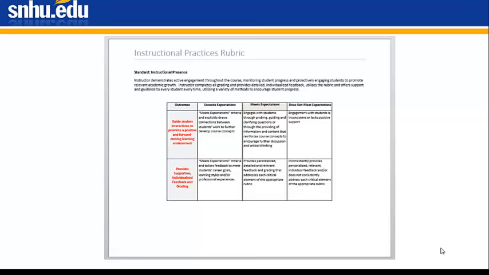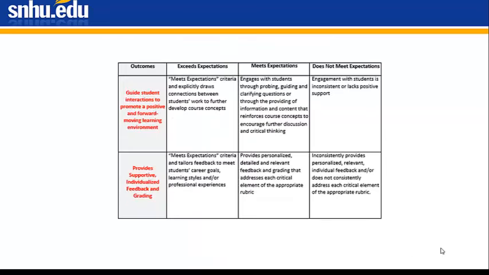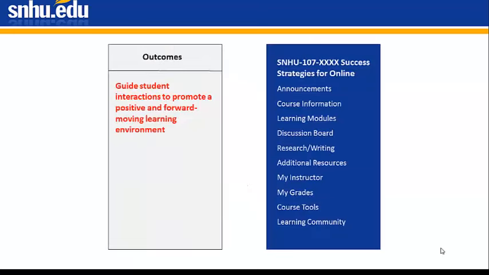Once we have an understanding of the key principles of instructional presence, we can now look at the two outcomes of this standard. Outcome number 1 is guide student interactions to promote a positive and forward-moving learning environment. An example could be found in an announcement that asks students to consider an alternate point of view, clarifies a particularly difficult concept, or provides additional information. Another example could be in personalized grading feedback that acknowledges a particular strength or progress made from a previous assignment.